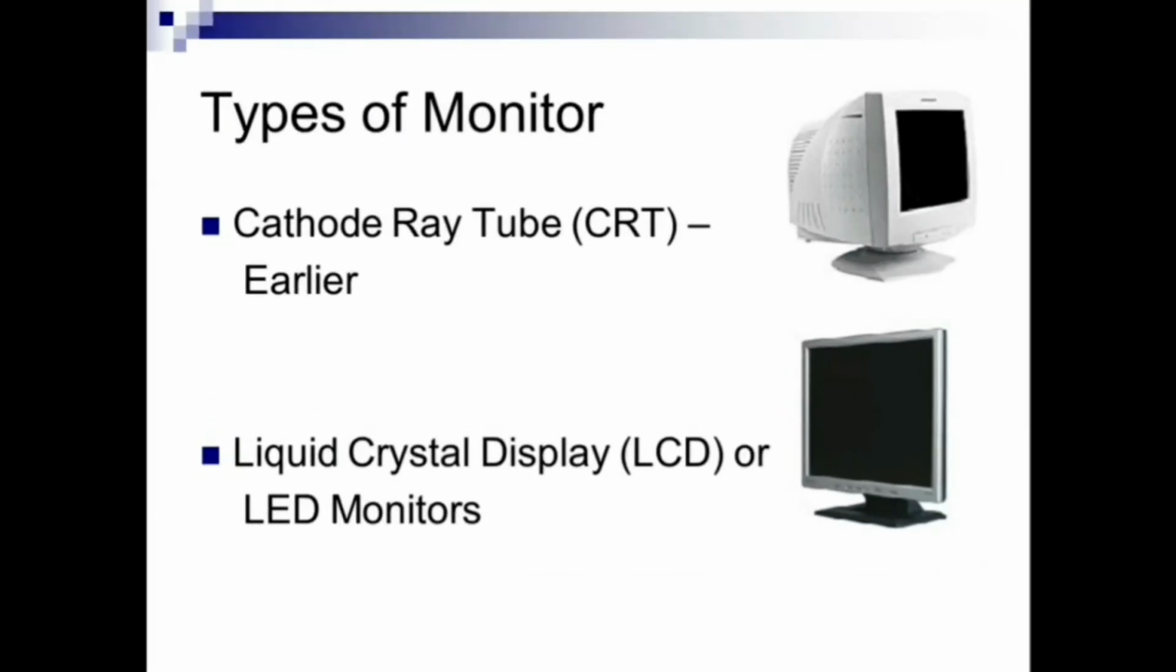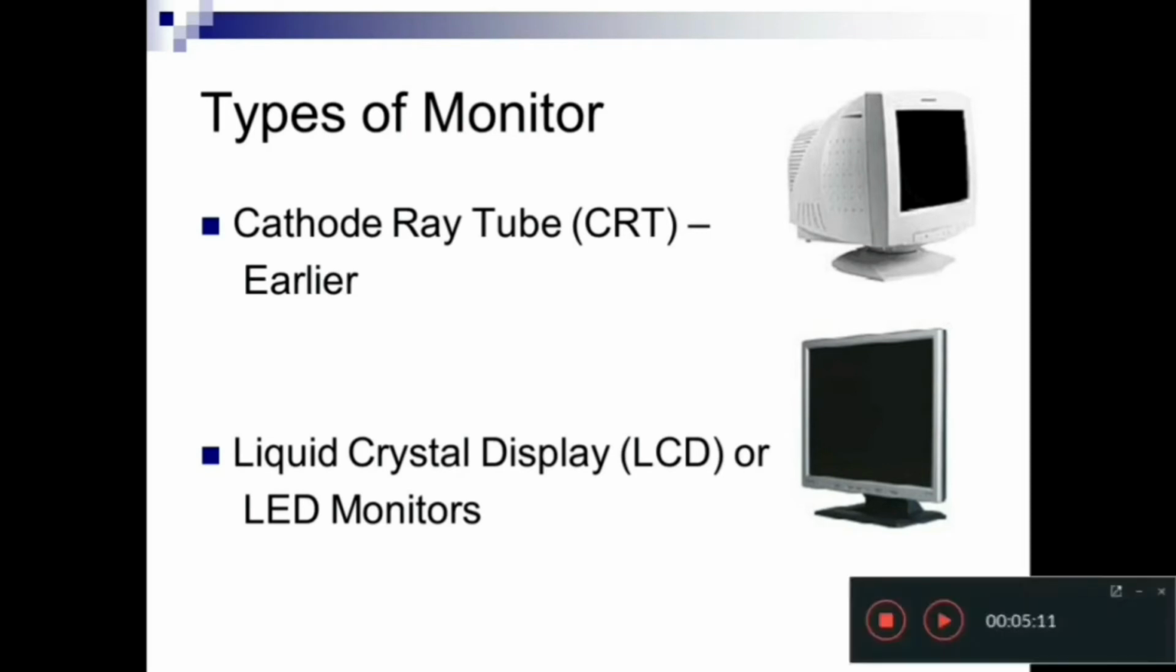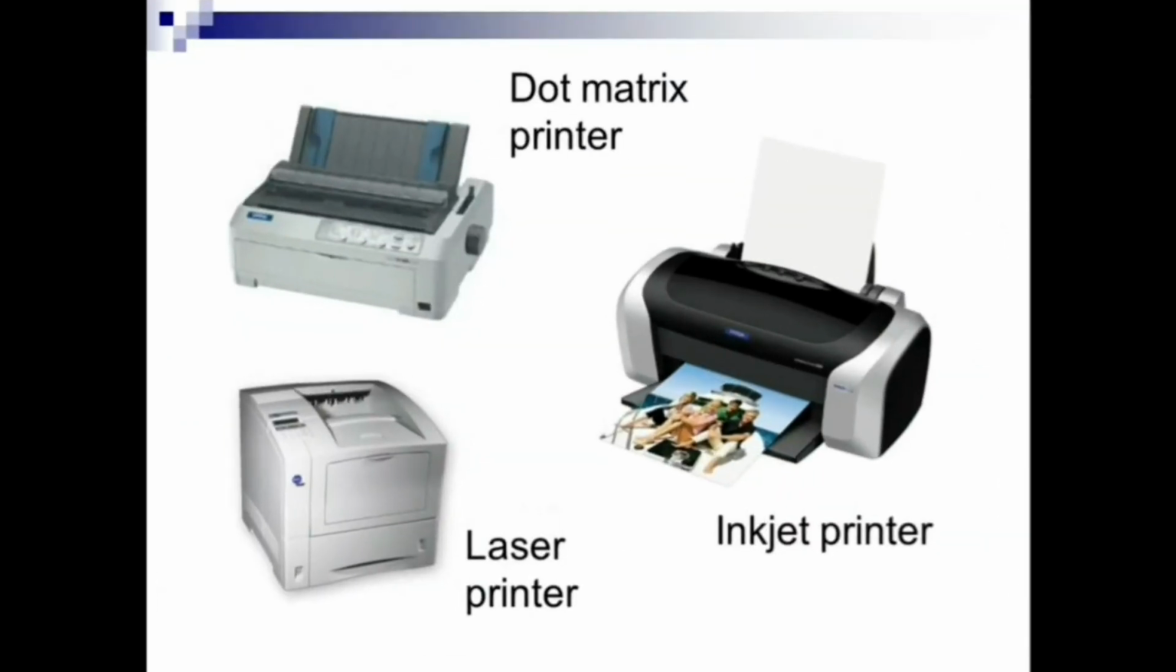Now there are mainly two types of monitors available. First is cathode ray tube, that is CRT monitor, which we used earlier. Nowadays we are using liquid crystal display or LED monitors. These are slim and compact. Now printers can be dot matrix printer, laser printer, inkjet printer, etc.